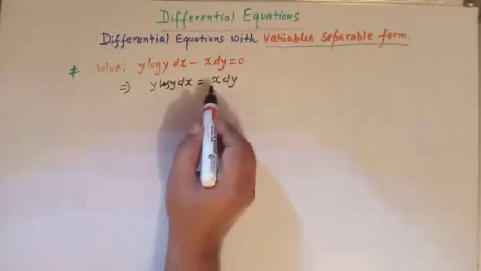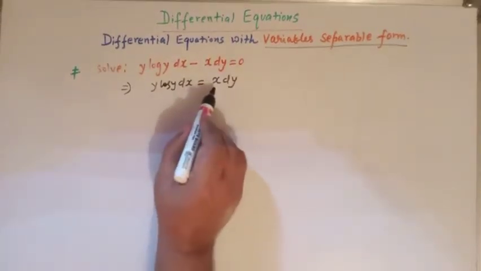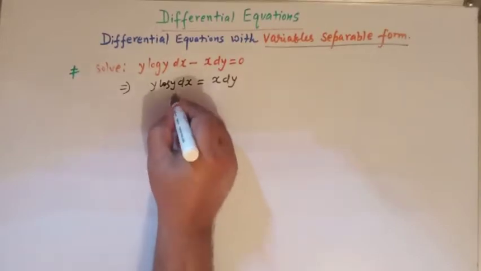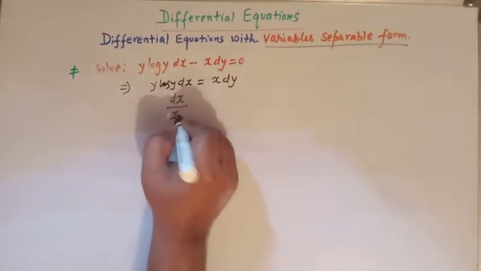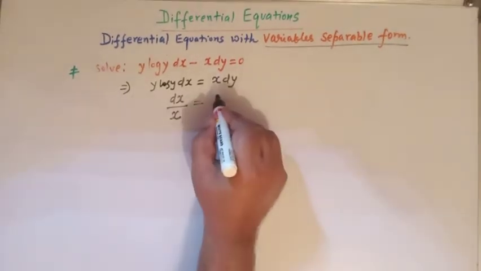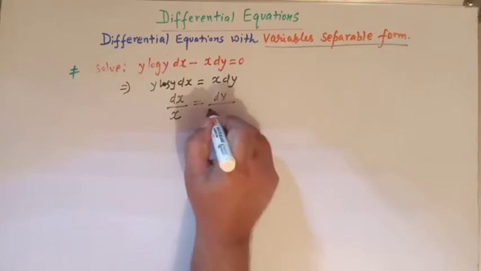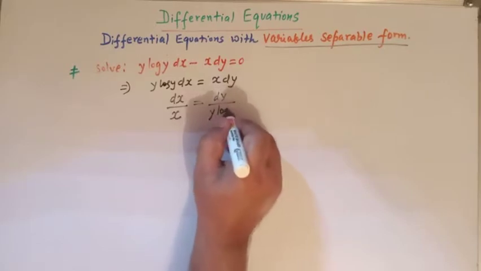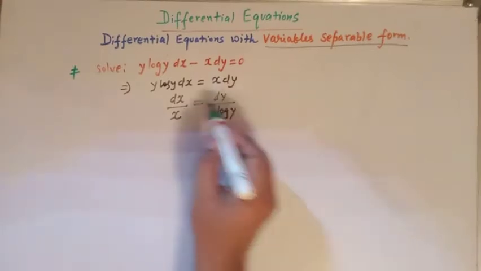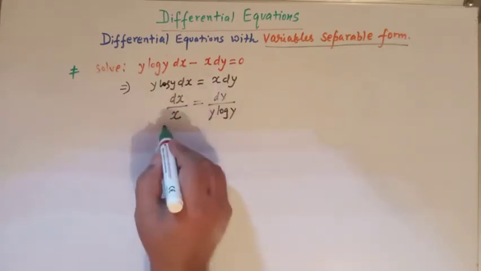Clear? So the terms containing x variable can be written as dx over x, and here we have dy divided by y log y. So we have separated the variables. Clear? Now let us integrate both sides.